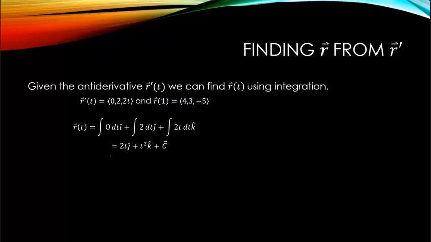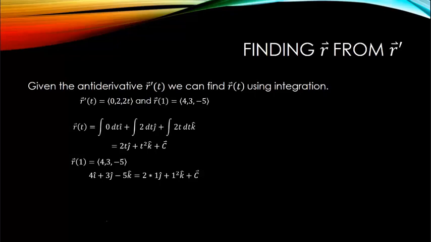I do the integration, and I find that my vector r of t is equal to 2t j hat plus t squared k hat plus the vector c, which is an arbitrary constant. But now I use the condition that r of 1 gives me the components 4, 3, negative 5. This allows me to write an equation specified by 4i hat plus 3j hat minus 5k hat is equal to 2 times 1 j hat plus 1 squared k hat plus the vector c.